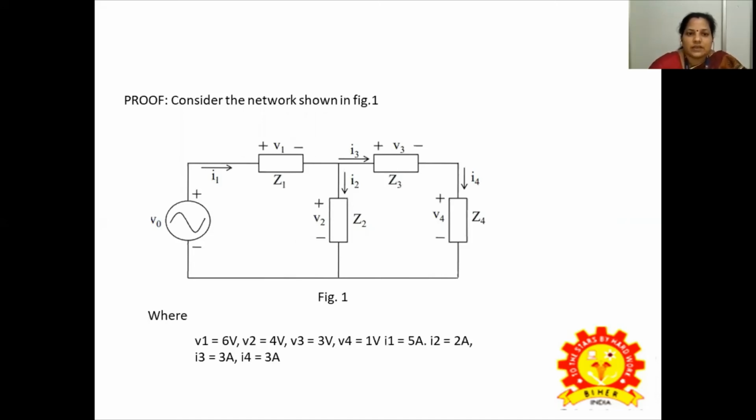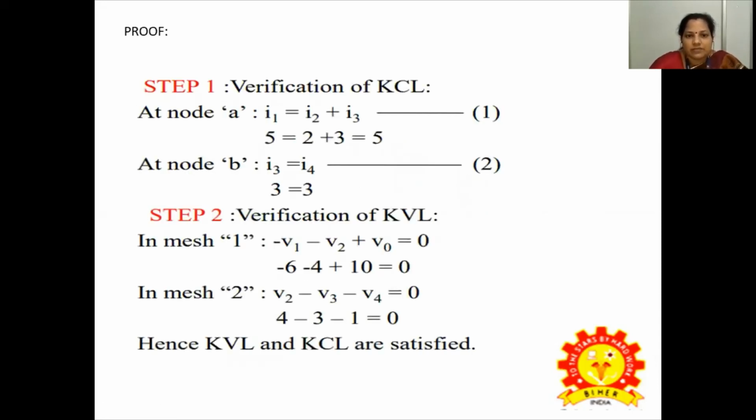Consider the network shown in figure 1, where V1 is 6 volts, V2 is 4 volts, V3 is assigned 3 volts, V4 is 1 volt, and the currents are assigned as I1 equal to 5 amps, I2 2 amps, I3 3 amps, and I4 equal to 3 amps. Step 1, verification of KCL at node A: I1 equals I2 plus I3. So the I1 value is 5, which equals 2 plus 3, equal to 5. At node P, I3 equals I4, so the I3 value 3 is equal to the I4 value of 3.